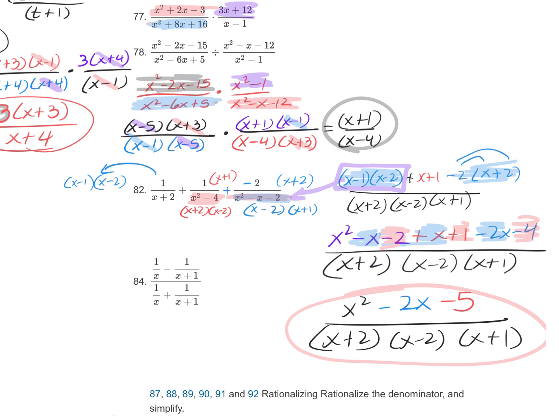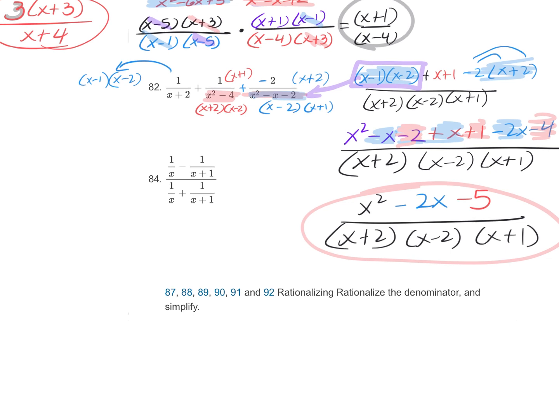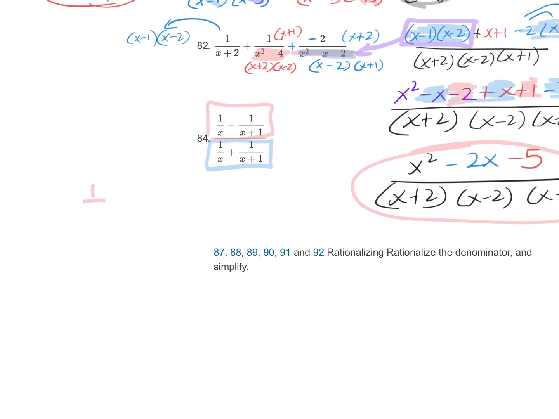Then number 84 is that complex fraction. Again, simplify the numerator by finding a common denominator and subtracting. Simplify the denominator by finding a common denominator and adding. So for the red, 1 over x minus 1 over x plus 1, my common denominator here is going to be both.